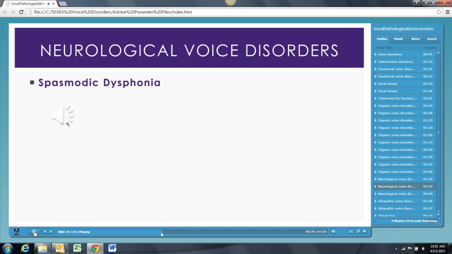In abductor spasmodic dysphonia, the posterior cricoarytenoid contracts involuntarily to compete with the adductor muscles during phonation. The voice quality of abductor spasmodic dysphonia is intermittently breathy and weak voice with voice stoppages.